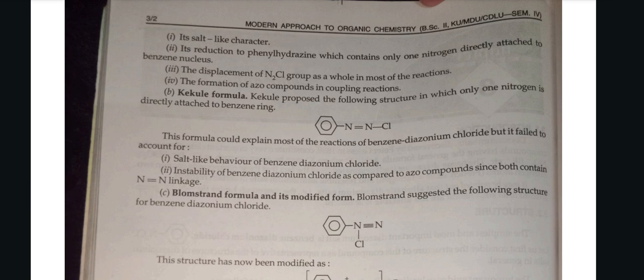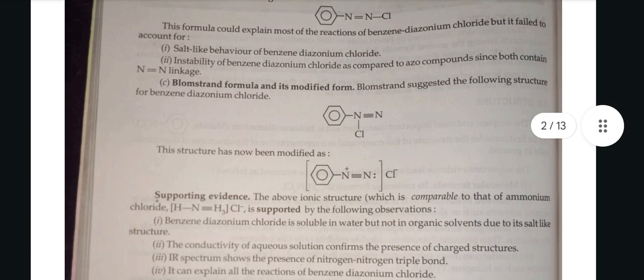This formula could explain most of the reactions of benzene diazonium chloride, but it failed to account for, first, the salt-like behavior of benzene diazonium chloride. Second, the instability of benzene diazonium chloride as compared to azo compounds, since both contain an N=N linkage. C. Blomstrand formula and its modified form. Blomstrand suggested the following structure for benzene diazonium chloride.